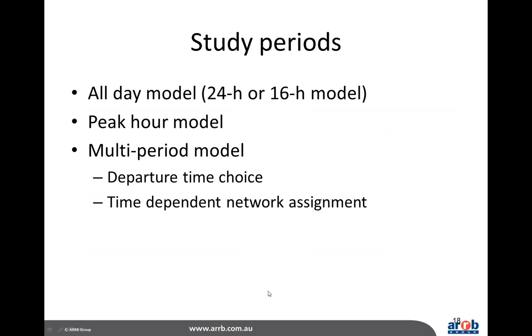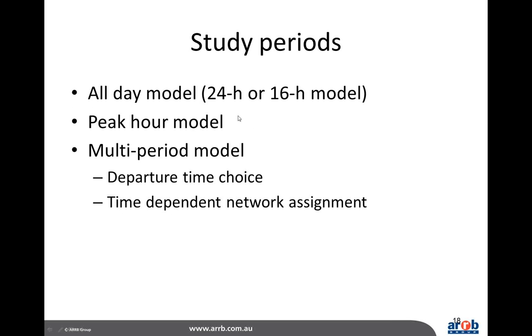Now, study period. When we do the four-step model, we have to define whether we're doing it as an all-day model. All-day model means we are having the demand for 24 hours all in one go, or in some cases 16 hours. Anyway, long periods of time representative of daily traffic. This type of model is typically used by the Department of Planning or Department of Transport, where they're not really concerned about the hourly fluctuations within the day, but they just want to know how many trips per day are going to use a particular railway line.